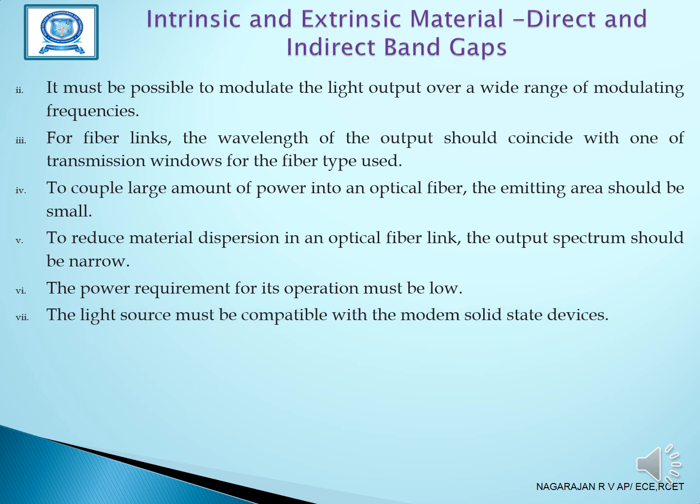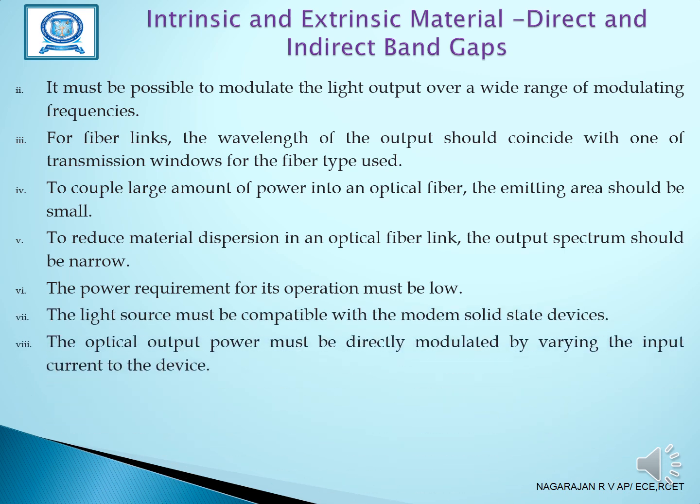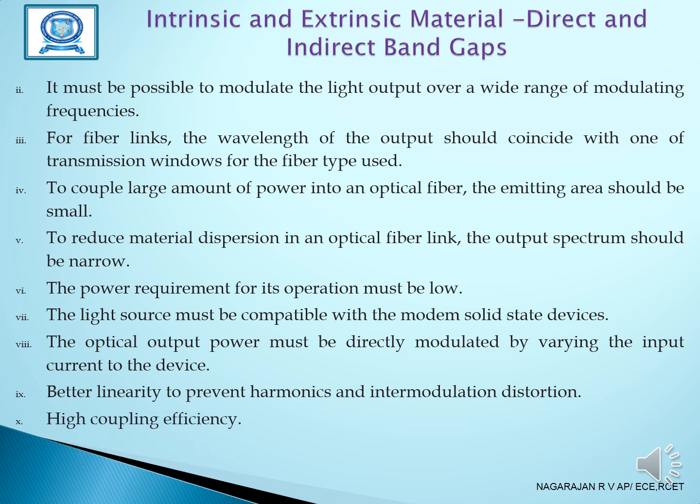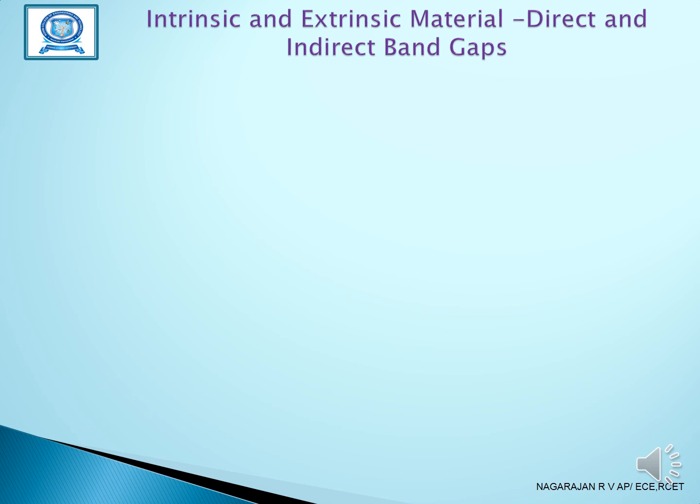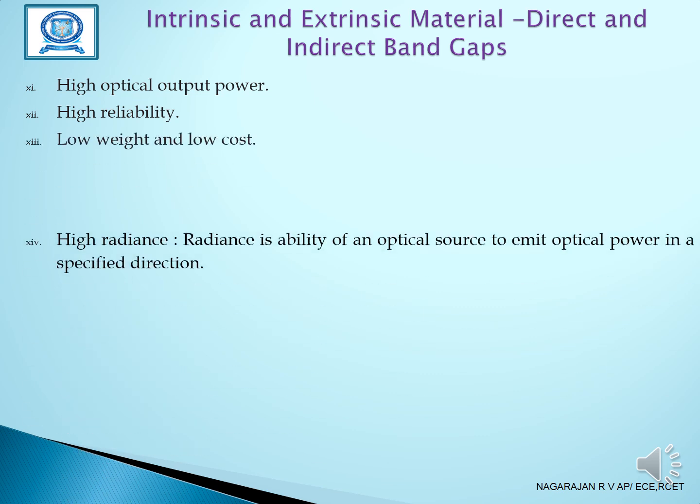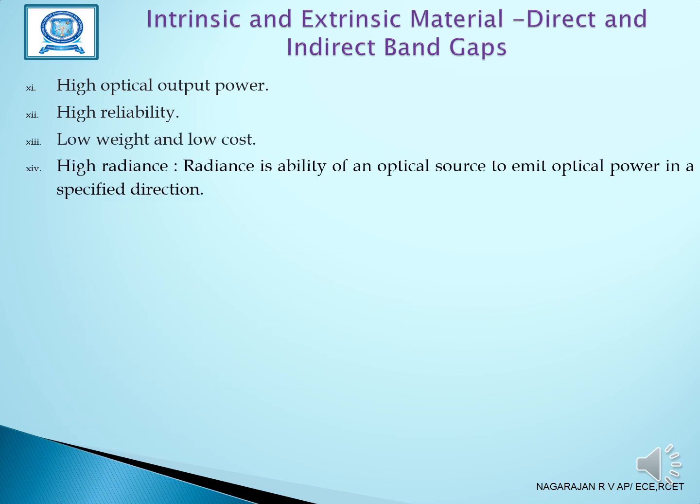The light source must be compatible with modern solid state devices. The optical output power must be directly modulated by varying the input current to the device. Better linearity to prevent harmonics and intermodulation distortions. High coupling, high optical output power, high reliability, low weight and low cost, high radiance. Radiance is the ability of an optical source to emit optical power in a specified direction.